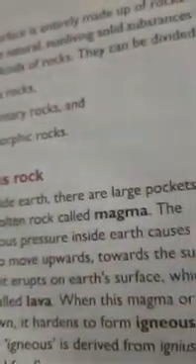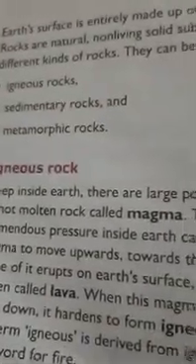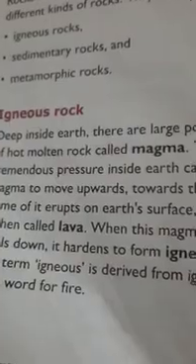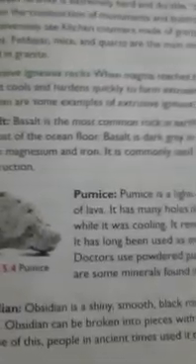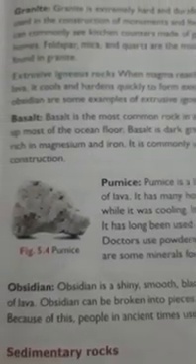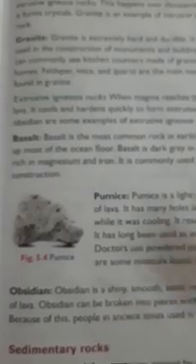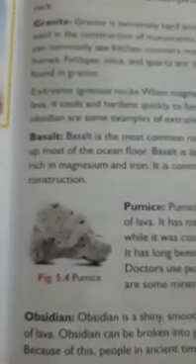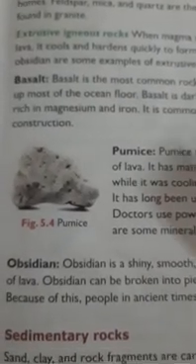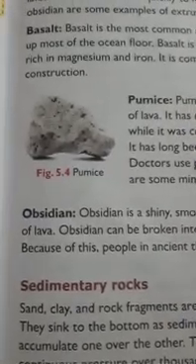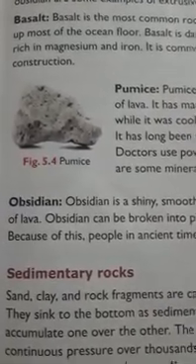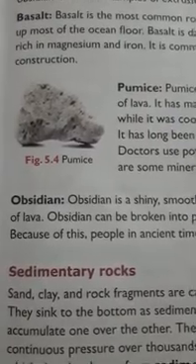Okay children, so today we have studied the types of rocks: igneous rocks, sedimentary rocks, and metamorphic rocks. In this we have studied in detail igneous rocks, two types of igneous rocks, intrusive igneous rocks and extrusive igneous rocks. In intrusive rocks we have seen the example granite, and in extrusive igneous rocks we have seen the examples basalt, pumice, and obsidian. In the next video we will study in detail about sedimentary rocks and metamorphic rocks.